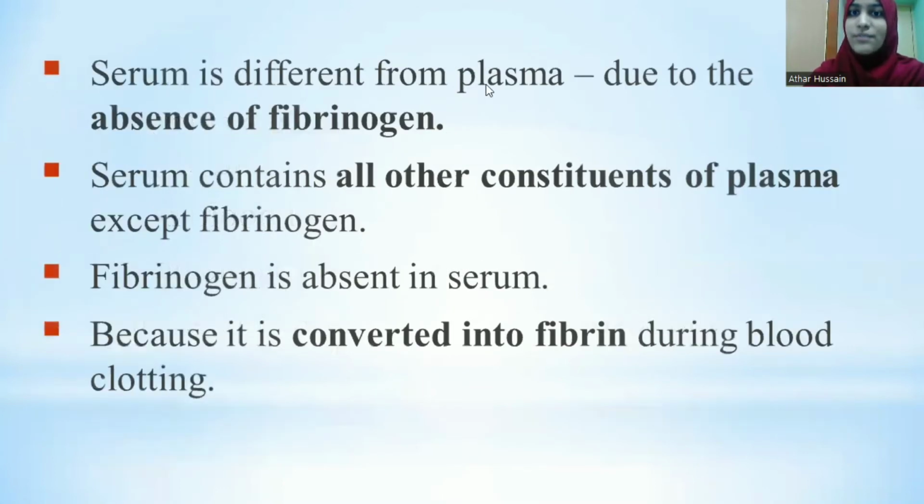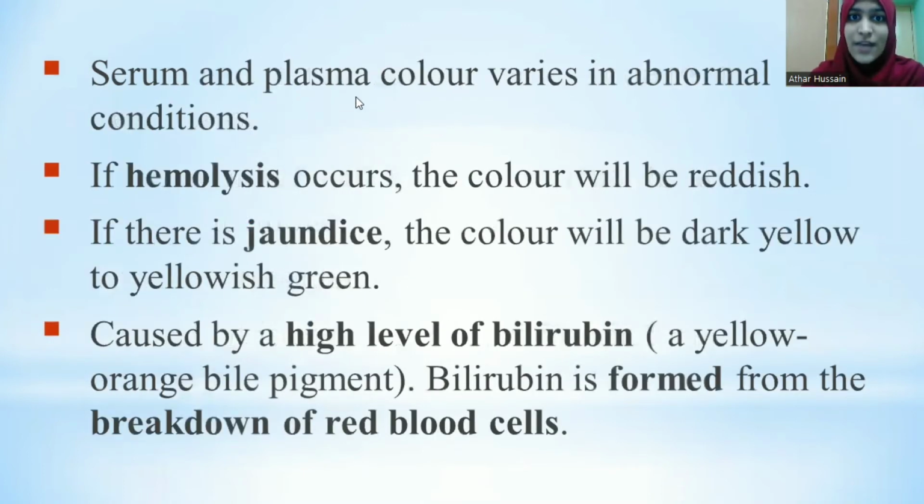Serum is different from plasma due to the absence of fibrinogen. We read it earlier. Serum contains all other constituents of plasma except fibrinogen. We all know that. Fibrinogen is absent in serum because it is converted into fibrin during blood clotting. Serum and plasma color varies in abnormal conditions. During hemolysis, what will happen? The color will be reddish.